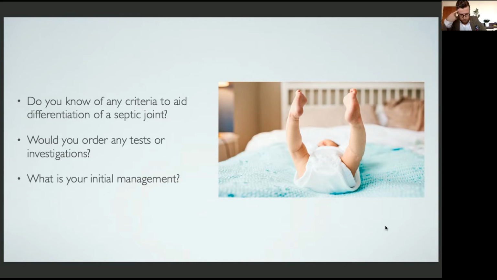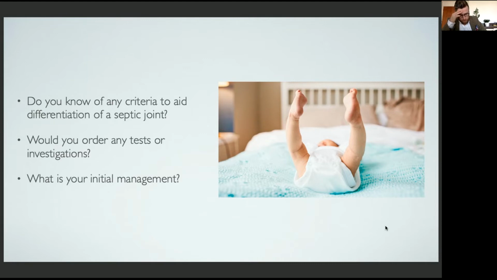Somebody said history of the temperature. Great. Blood tests. Yep. Fluid in the joints. Maybe fever, hot, swollen, or red joints. Aspiration. Okay. So we were right with temperature over 37.8.